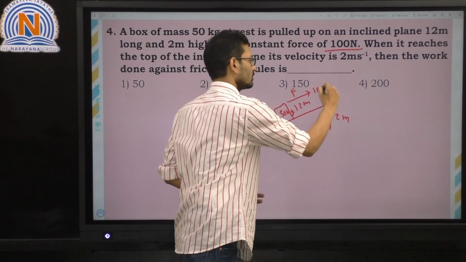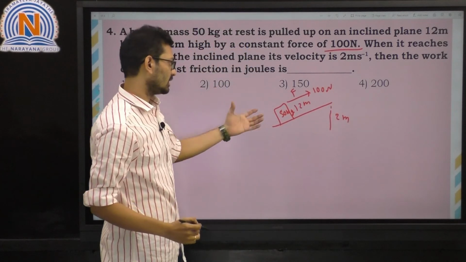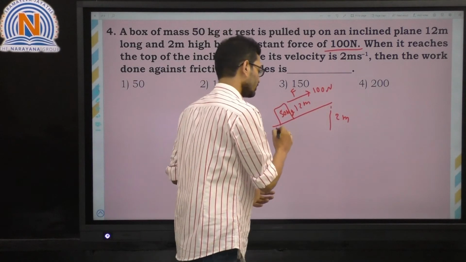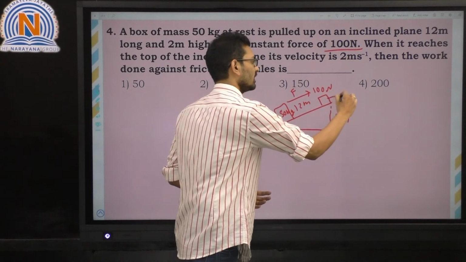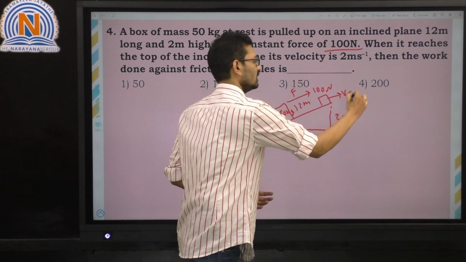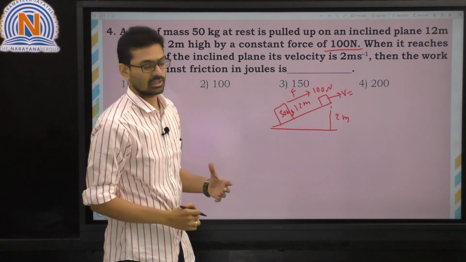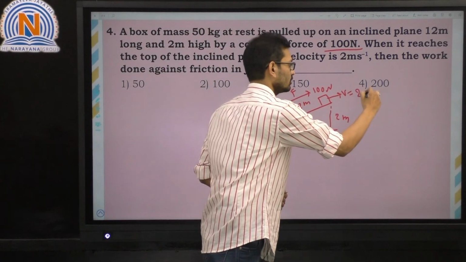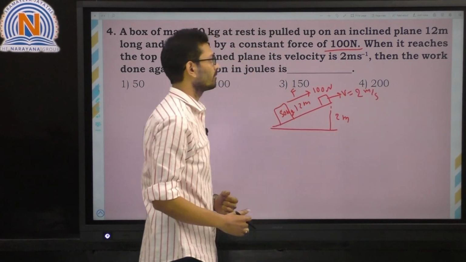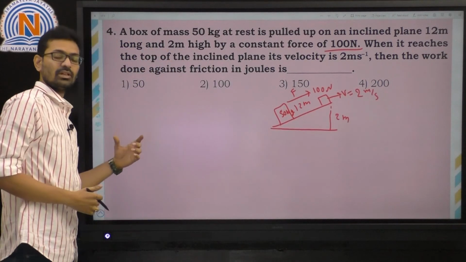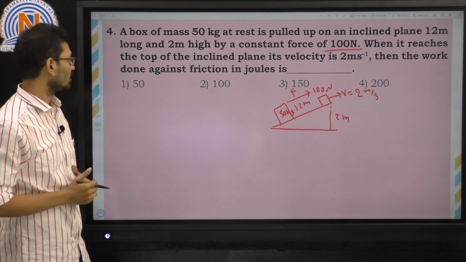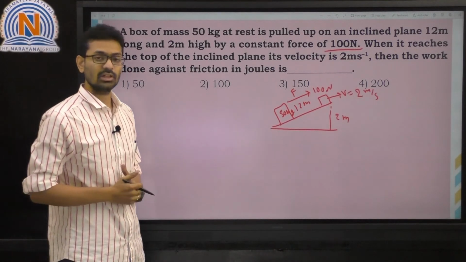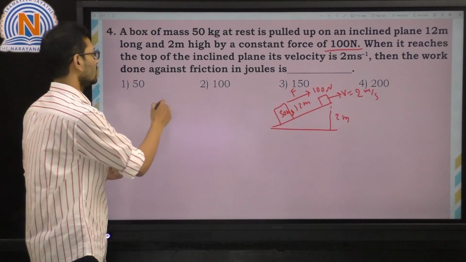This is 100 newtons. Now when this 50 kg box comes to this particular place, its velocity is given as 2 meter per second. So we will take velocity as 2 meter per second. Now he is asking for the work done when it is present at that last place. What is the work done over there against the friction, in joules, he wants it. So work done against the friction.